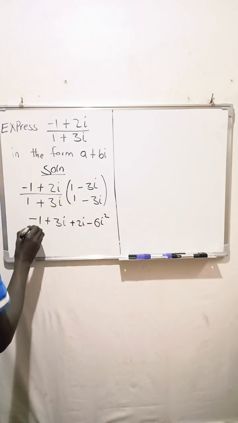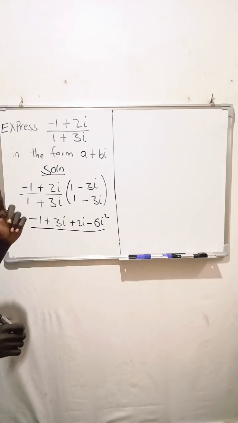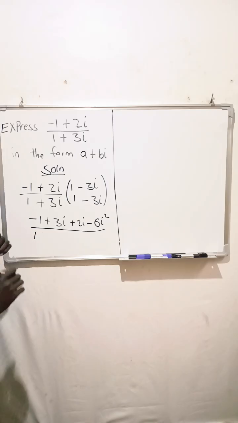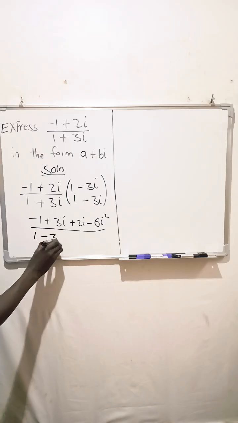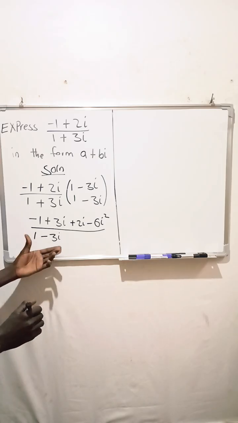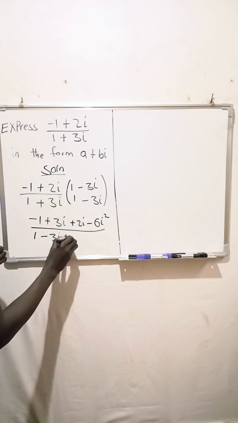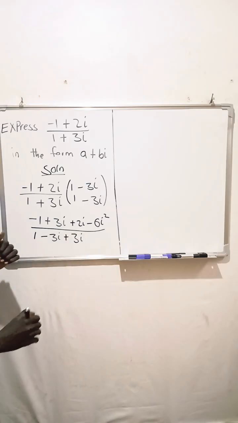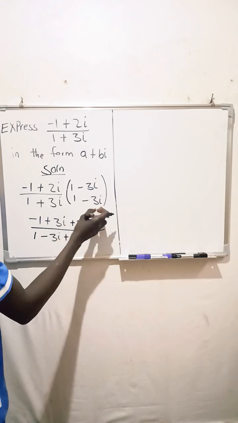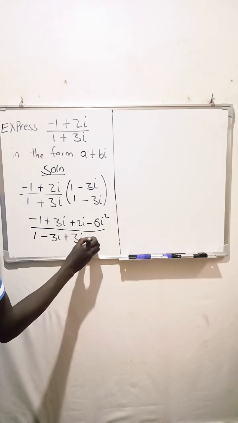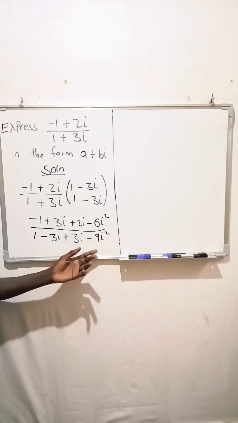Now for the denominator: 1 multiplied by 1 gives 1. 1 multiplied by minus 3i gives minus 3i. 3i multiplied by 1 gives plus 3i. 3i multiplied by minus 3i gives minus 9i squared.